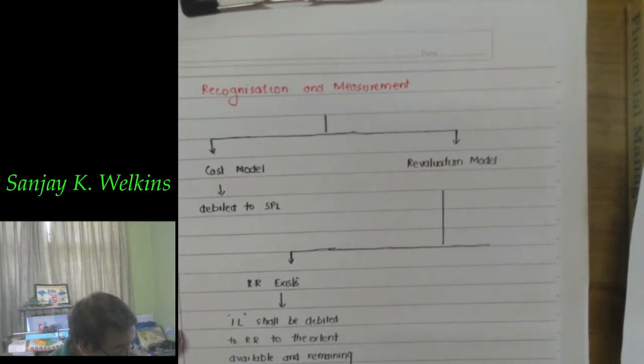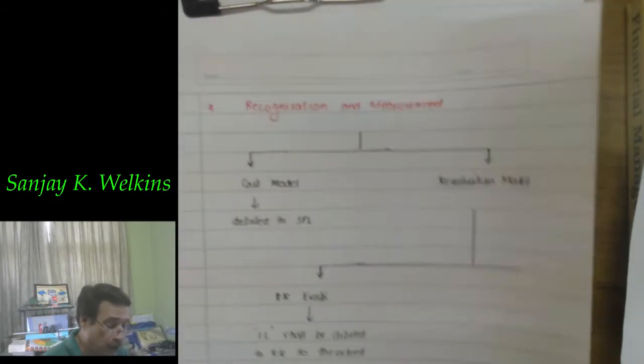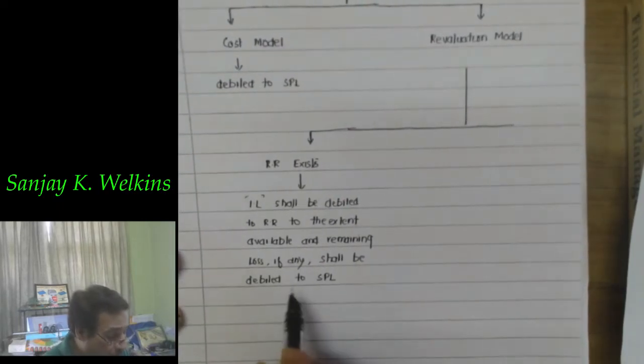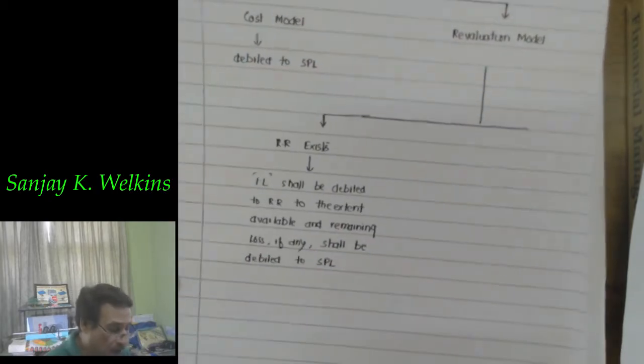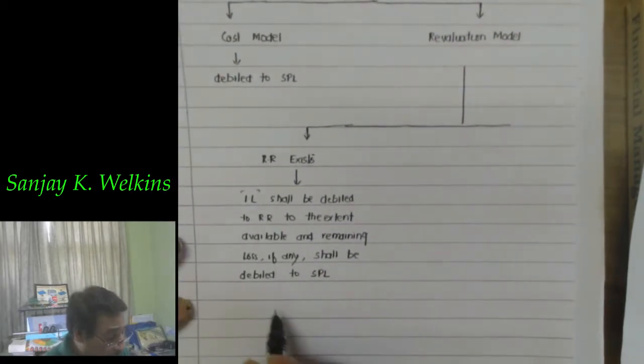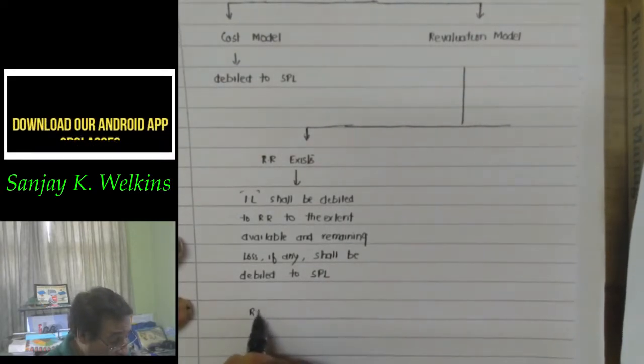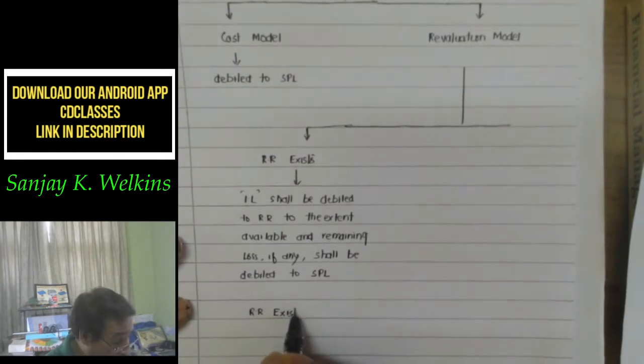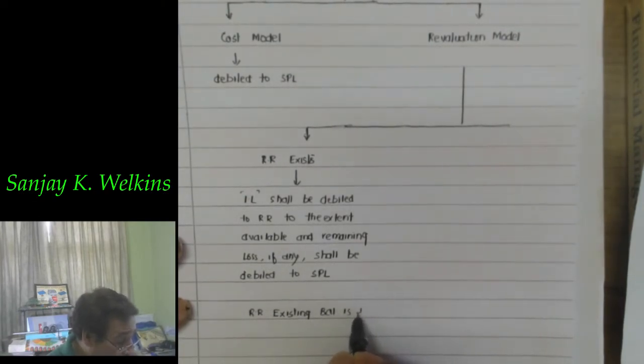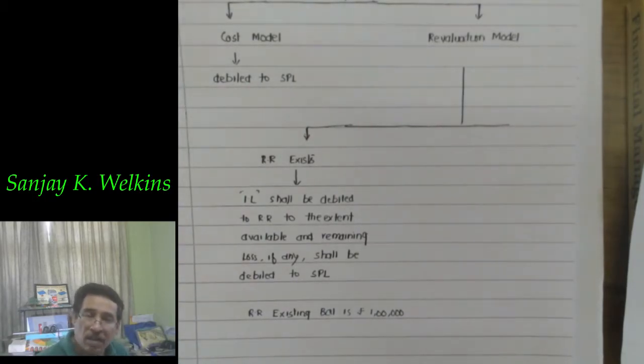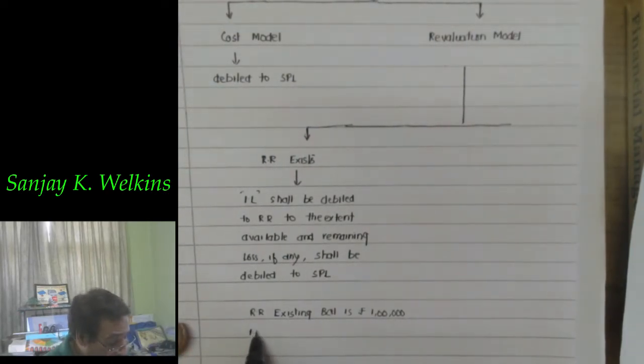Just to explain, I will explain it later with the help of a complete comprehensive example, but for the sake of explanation here, because otherwise some students feel that they are not getting the point. Let us say the revaluation reserve existing balance is rupees 1 lakh. If the question states that the existing balance in revaluation reserve is 1 lakh, that is clue enough to understand that this entity is following the revaluation model. And let us say impairment loss has taken place, equal to 1,50,000.